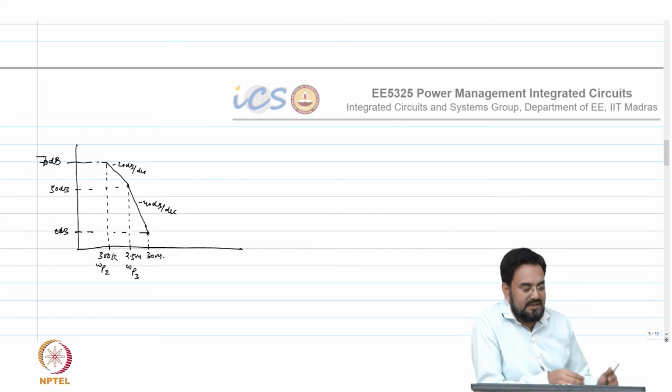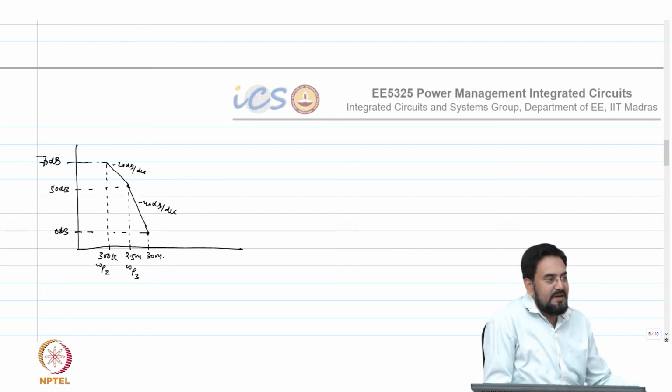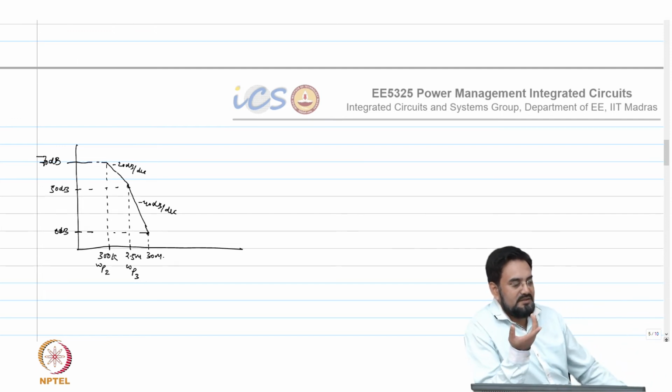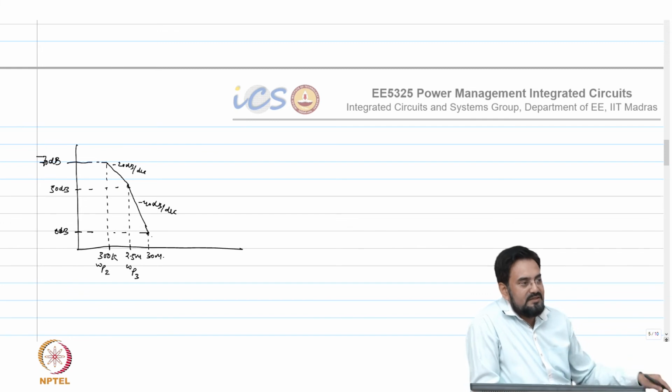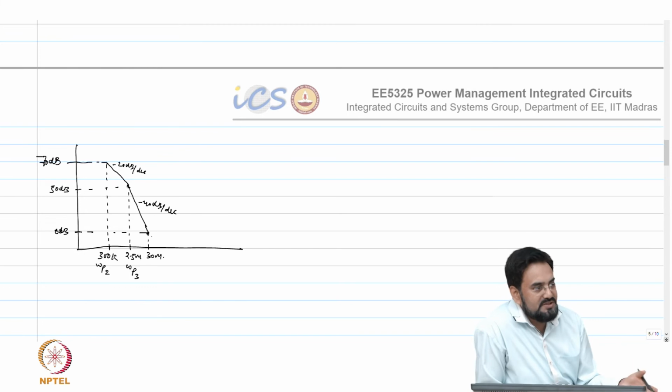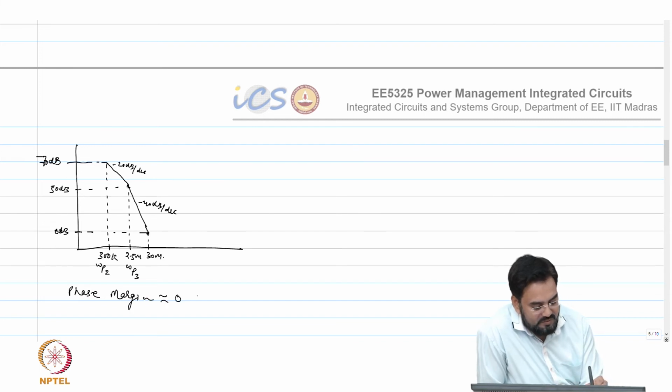Because by the time you hit the second pole, your phase will already drop by 90 degrees. Okay, now the second pole is again almost a decade away from here, so that will also cause a 90 degree phase shift. So your phase margin is almost zero here. Proceed. So again, unstable.